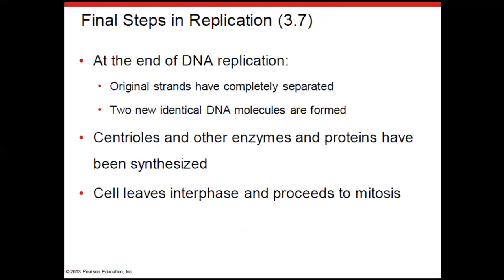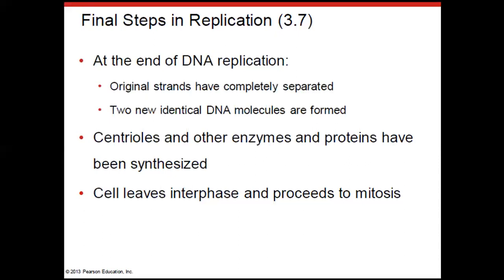So that when you split the cells, you can send the exact amount of DNA that was in the original cell to the new cell, both new cells. And at the end of DNA replication, the original strands of DNA have completely separated, and there's two brand new identical strands of DNA molecules. So you've got twice as much DNA in the chromosome as you had before replication started.